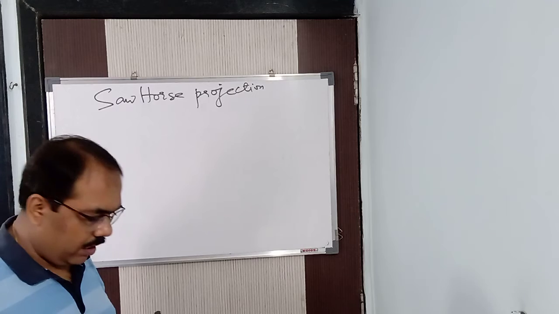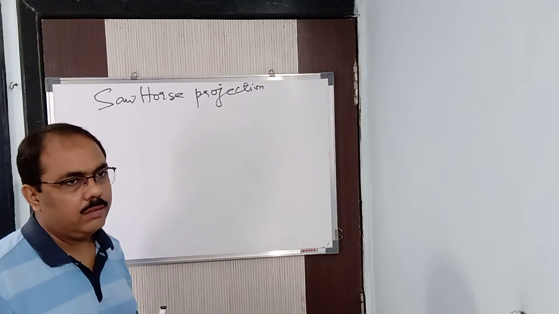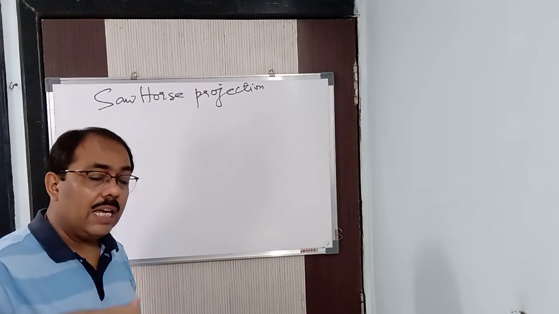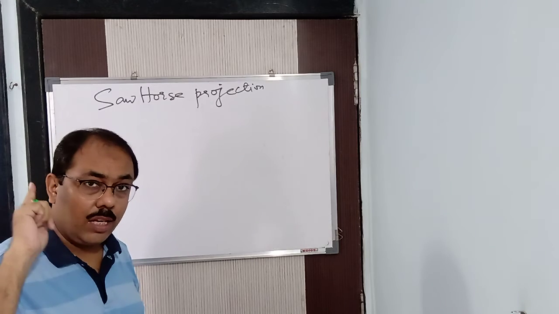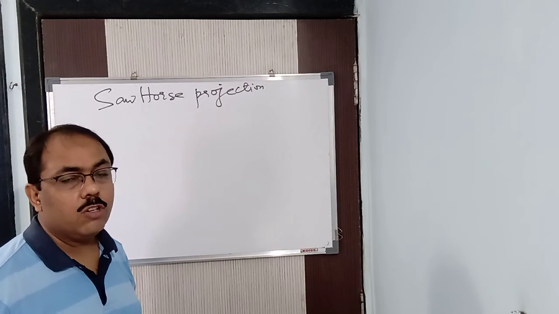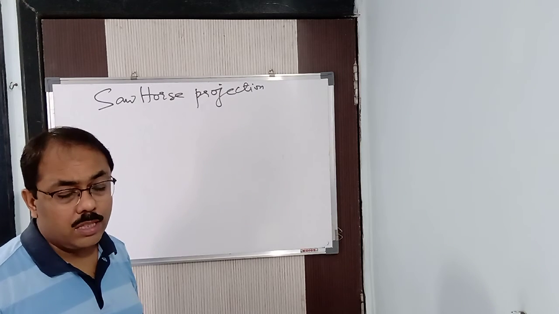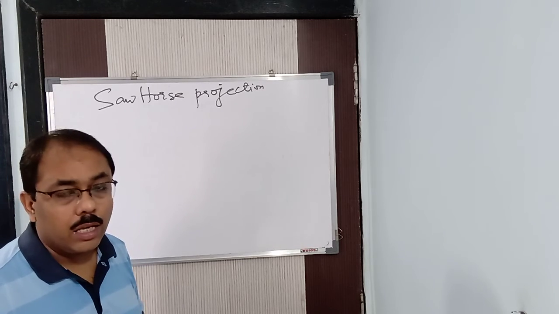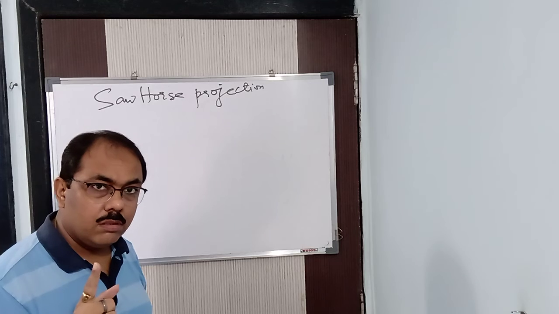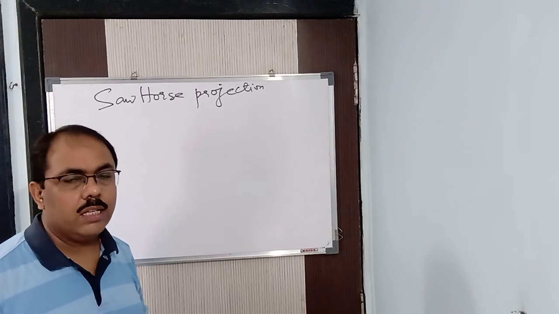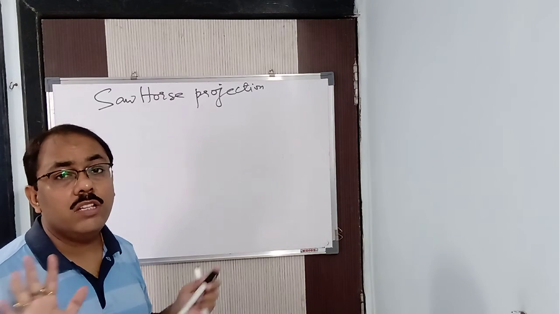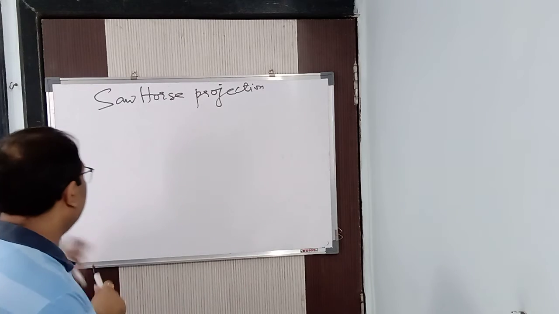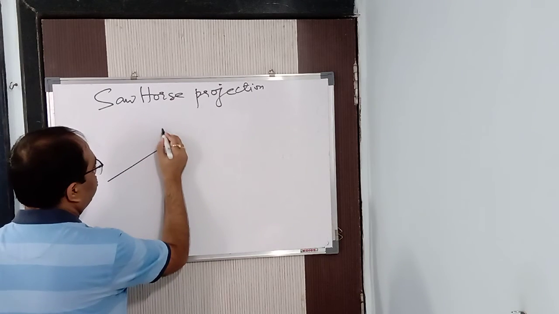Now what is staggered and eclipsed? In staggered, listen carefully, the groups will be anti-parallel to each other. That is, the bond angle between them will be 180 degree. In eclipsed, the groups will be parallel to each other. That is, the bond angle between them will be 0 degree.